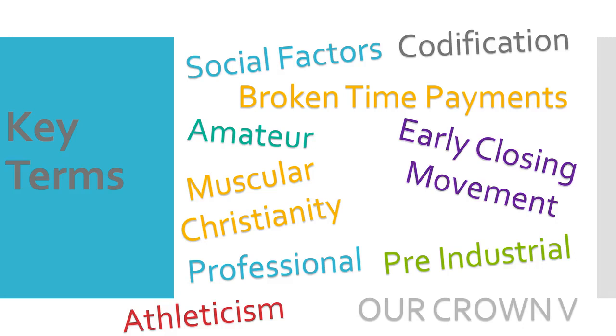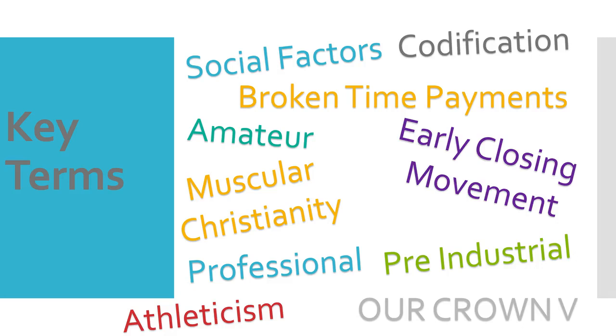Codification is establishing rules or laws, so we look at the setting of rules and national governing bodies in sport. Broken time payments were introduced to pay working class performers if they were absent from work in order to compete or if they were injured. Broken time payments is an important one for us because it led to the split between the two classes in rugby, leading to the formation of our second code, which is rugby league.